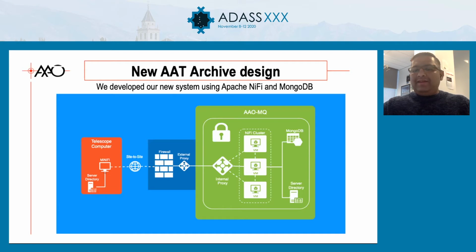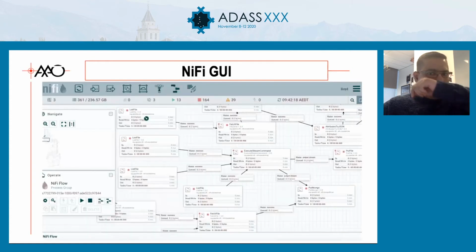And when the data files get to the NiFi server, it reads these files, extracts the header and converts the header into ObsCore, which is a VO standard ObsCore compliant JSON file, and then that file is inserted into MongoDB, and then the file is copied over to a server directory to be archived. So this is the NiFi GUI. As you can see, everything happens through a graphical user interface.